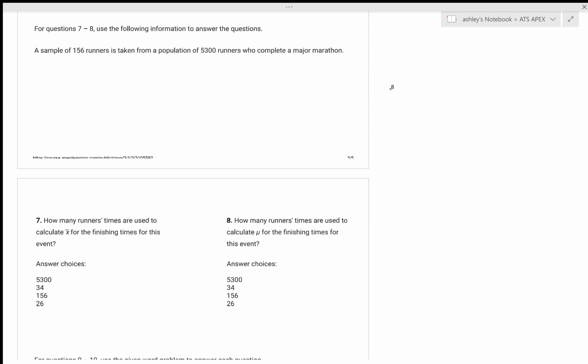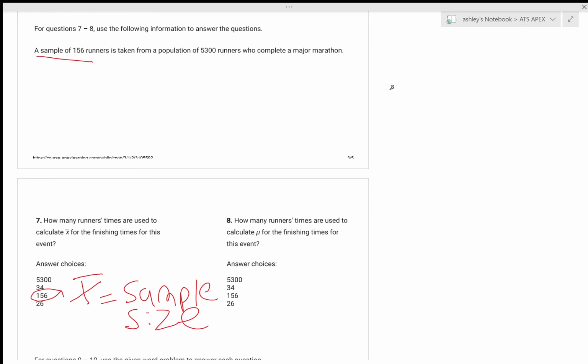This question says a sample of 156 runners is taken from a population of 5,300 runners who complete a major marathon. How many runners' times are used to calculate X bar for the finishing time? So that's where this gets a little confusing. There is a formula, but all you really need to know is X bar is the sample size, which means that 156 is the sample.